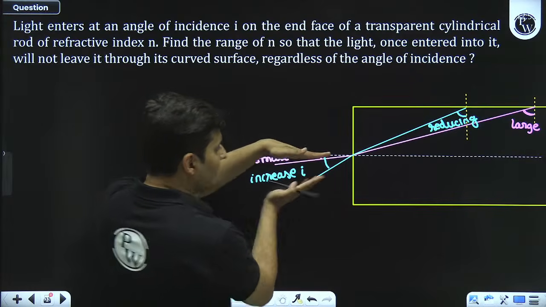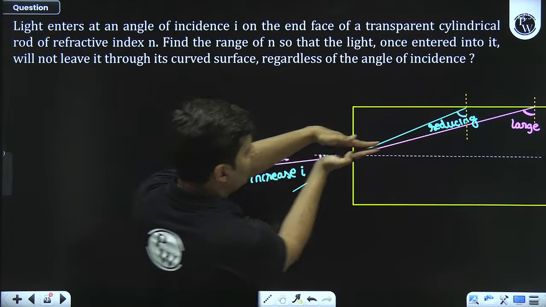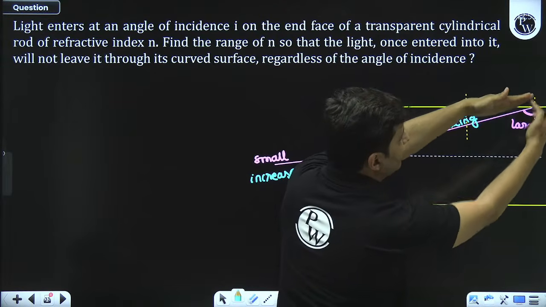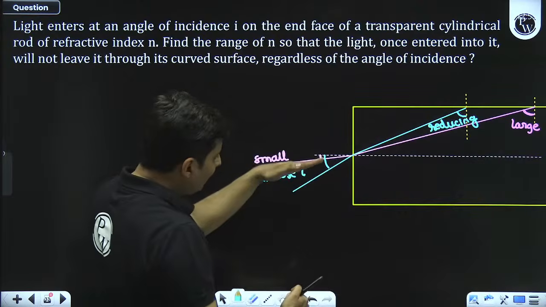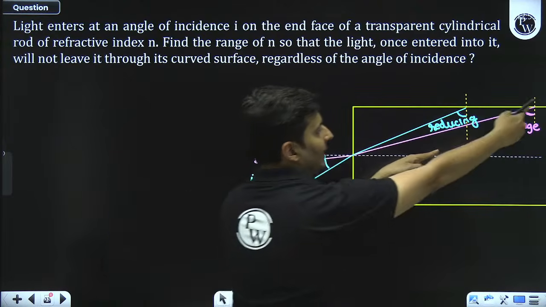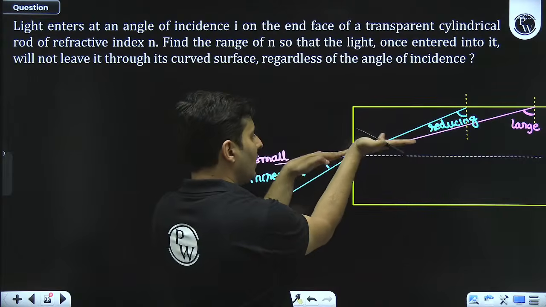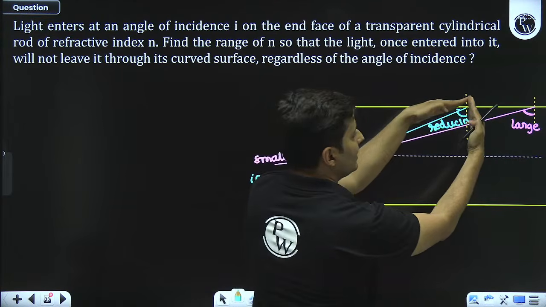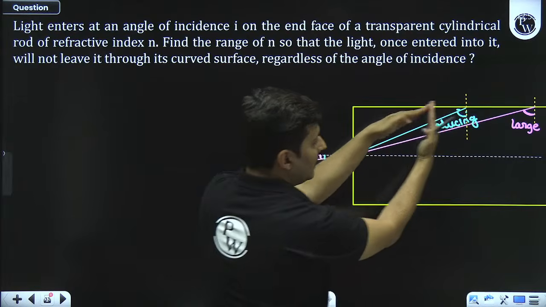Yeah. So when this angle of incidence was very small, it was going and hitting somewhere over there. So the angle at which it was hitting this surface was very large. So the moment I increase this angle, that point is shifting here, because now that ray will be going over here. It will hit somewhere here. So this angle is obviously reducing.